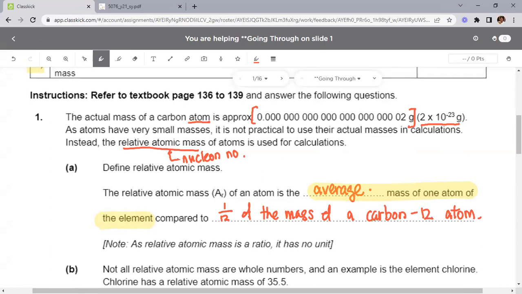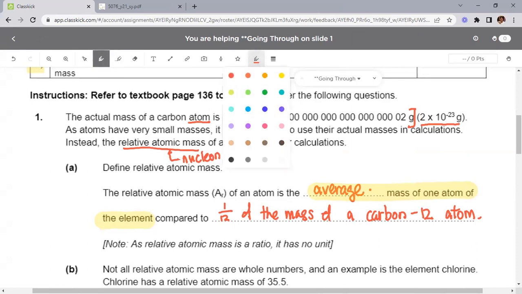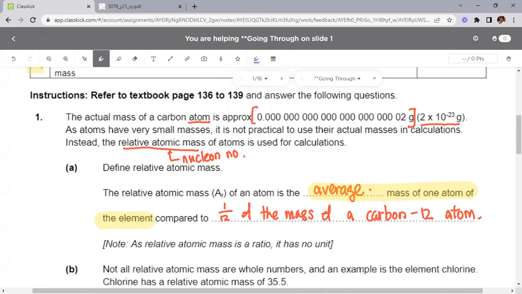So that is the definition of relative atomic mass. So the question a lot of people always ask is, why is it 1/12 of the mass of a carbon-12 atom? So let's assume that your carbon-12 weighs 12 units. Let's take it as carbon-12 weighs 12 units.